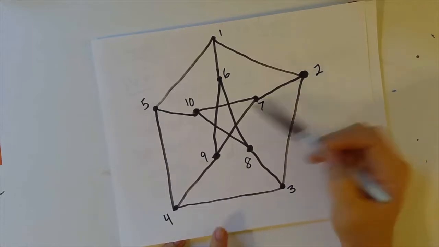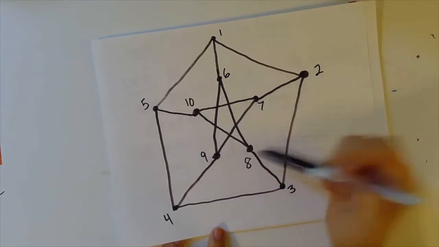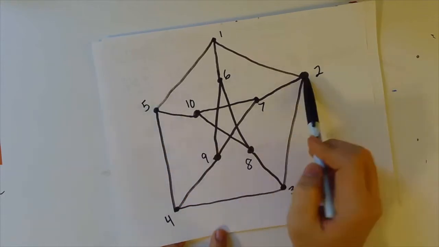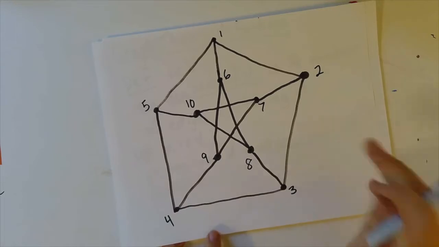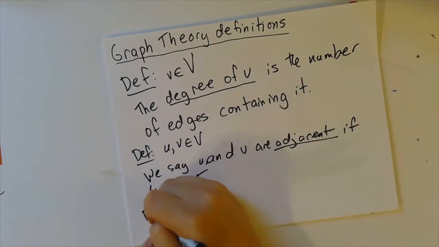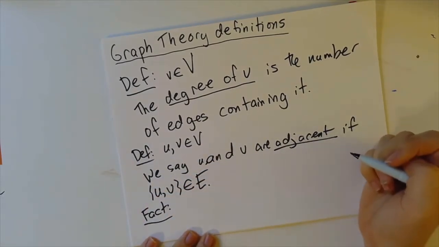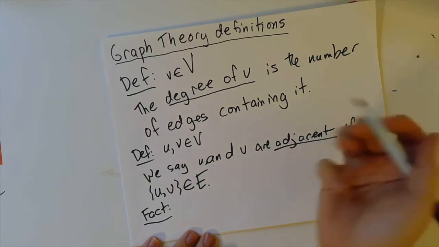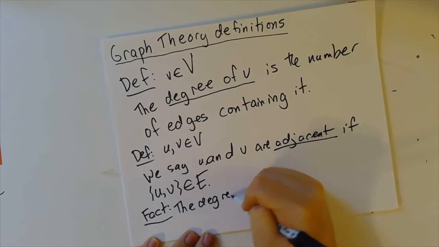So for example, 2 and 7 are adjacent in this graph. 10 and 8 are adjacent in this graph. 5 and 2 are non-adjacent because there's not an edge from 5 to 2. That means you could also say, maybe saying something deeper here than it should be, but the degree of v is the number of vertices adjacent to v.